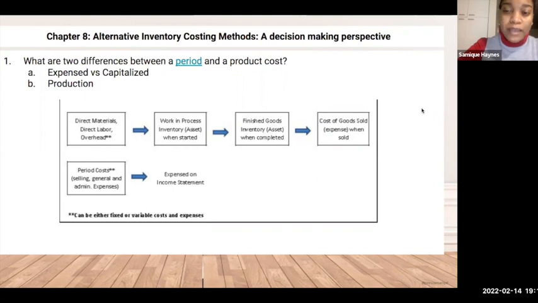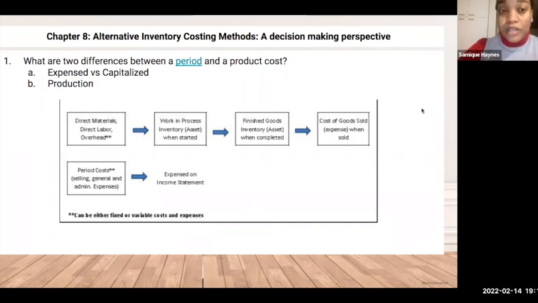Anybody knows when we're going to expense that? When will the costs in our finished goods inventory end up as an expense? What must we do? We have to sell. Very good. So once we sell the goods in inventory, then and only then are the product costs going to end up as cost of goods sold, which is the expense. So when you think of period costs, just think expensed right away. When you think of product costs, think capitalize first and then expense once sold.